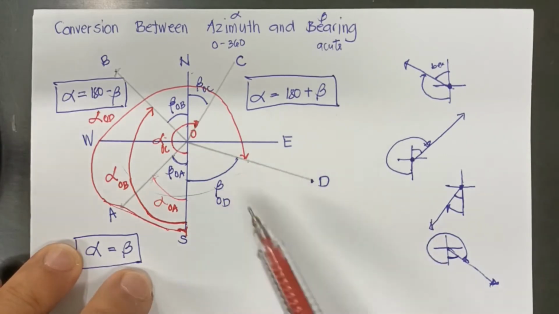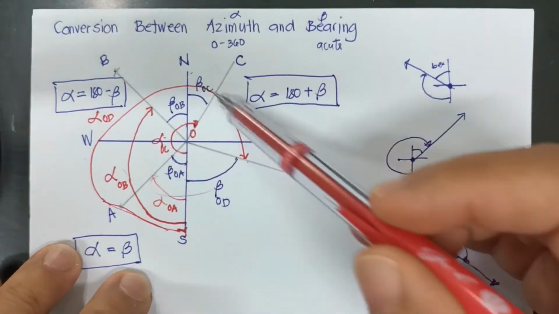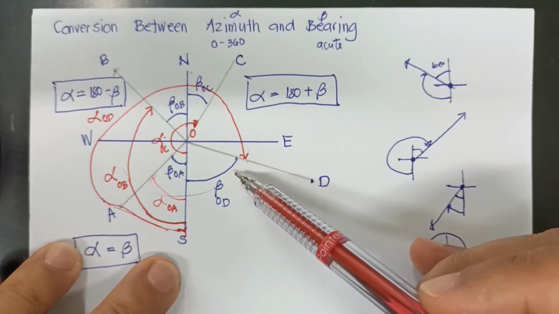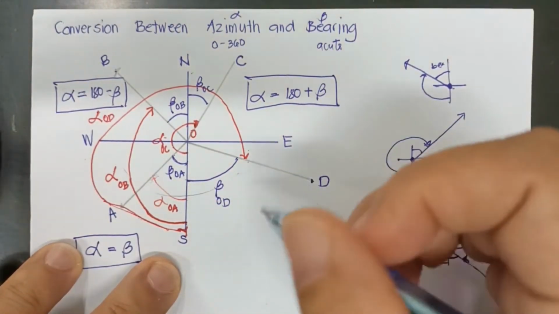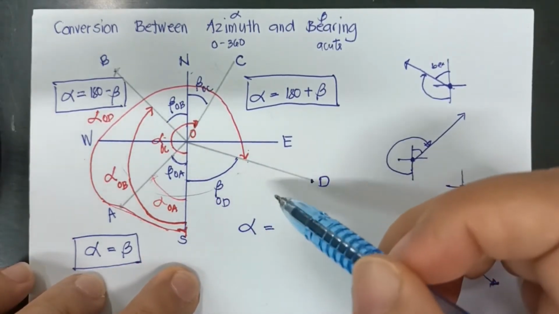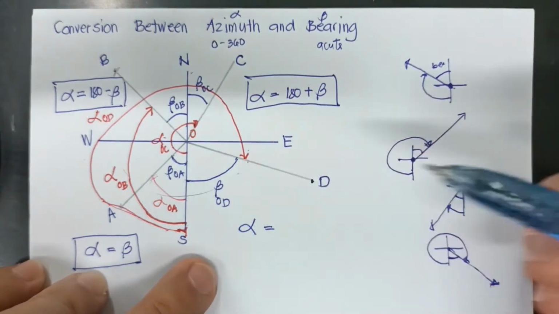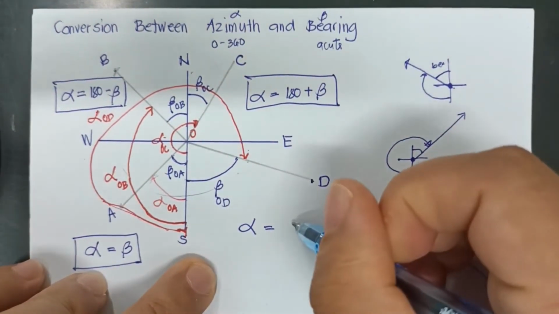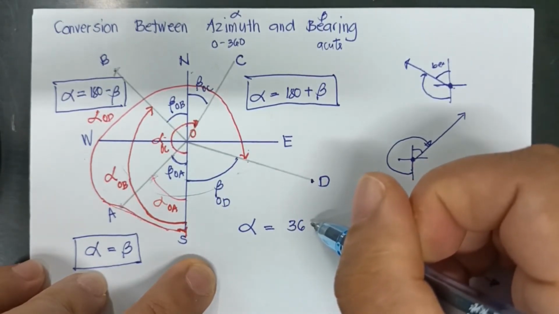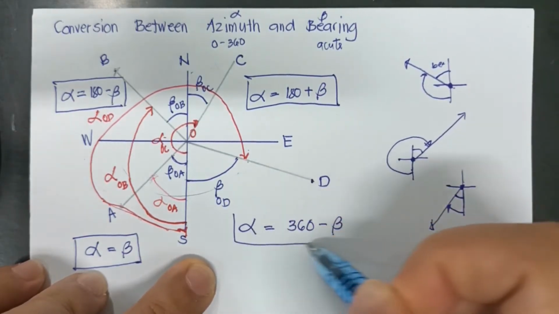If you look at this, if you add the azimuth and the bearing, it will give you 360 degrees. So in other words, if you are after the azimuth and you have the bearing, then the azimuth is equal to 360 degrees minus the bearing.